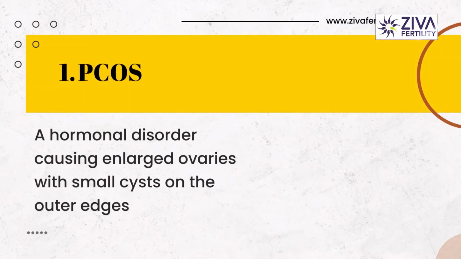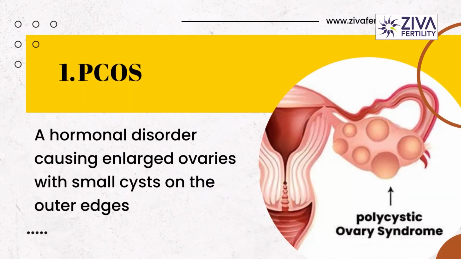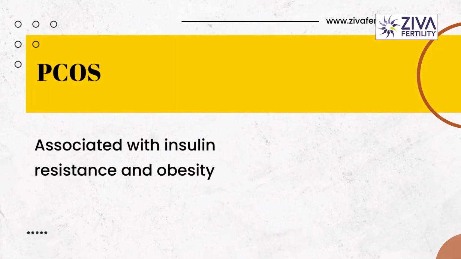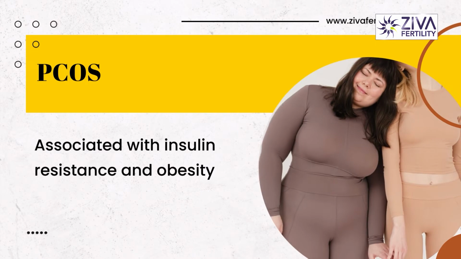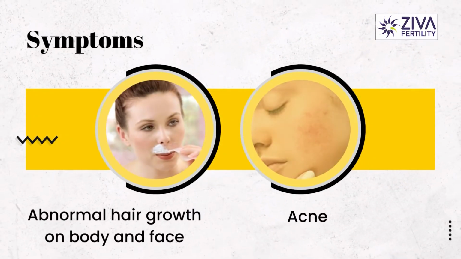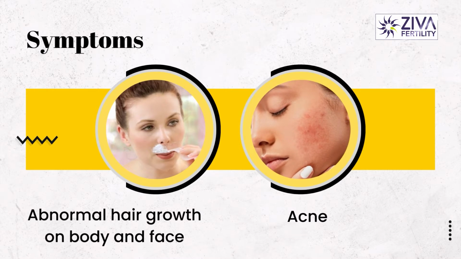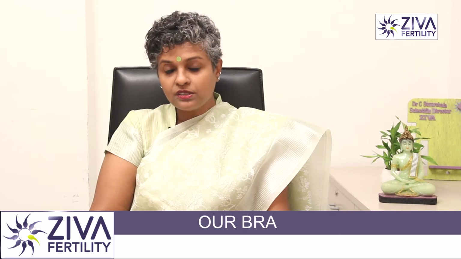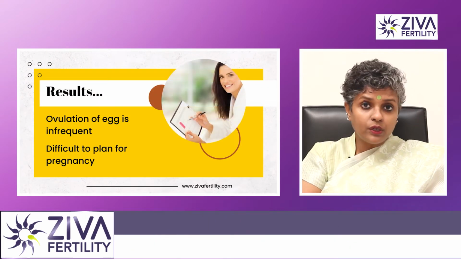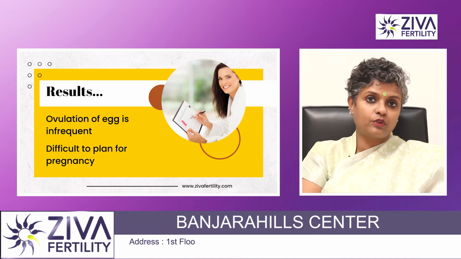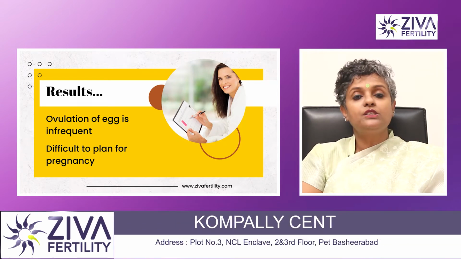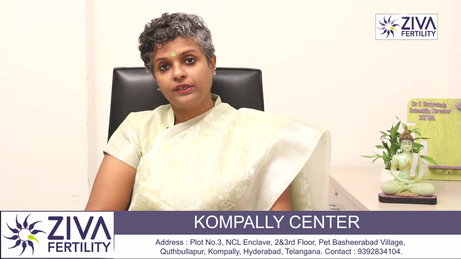The first is PCOS, or polycystic ovarian disorder. PCOS causes a hormone imbalance which affects ovulation. PCOS is associated with insulin resistance and obesity. Abnormal hair growth on the body or face is also seen, and there's a lot of acne also associated. In such patients, the ovulation of the egg from the ovaries is infrequent or very far from each other. Therefore, planning for pregnancy becomes a very big issue. PCOS is a very common cause within ovulatory disturbances.